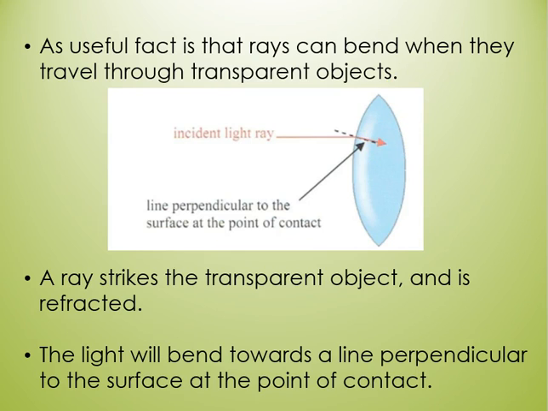A ray strikes the transparent object and it's refracted. The light will bend towards a line perpendicular to the surface at the point of contact. So once that line comes in, it gets refracted or it gets bent by the material or substance that's in the lens.